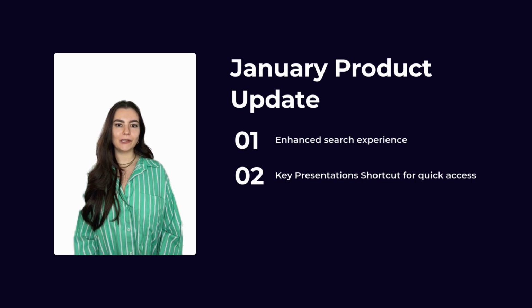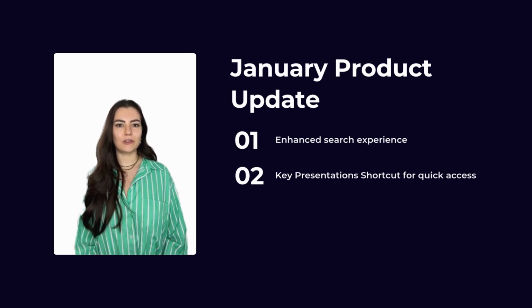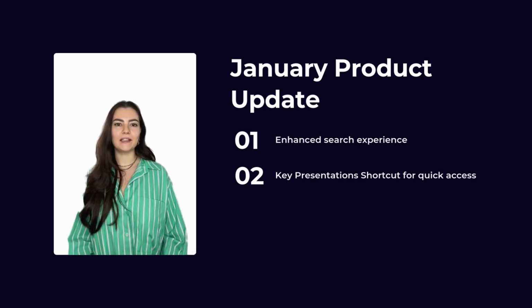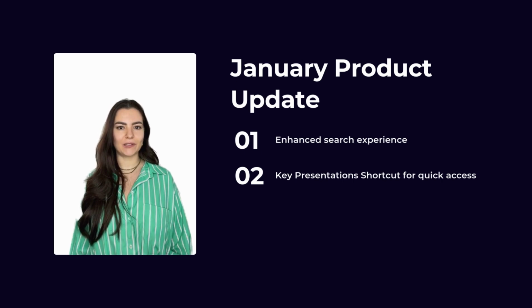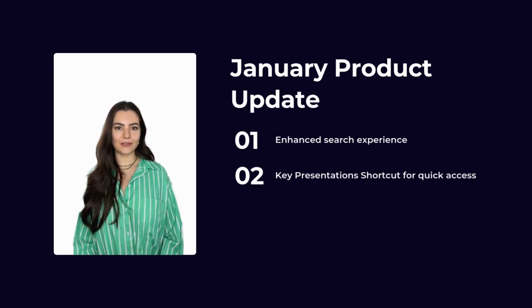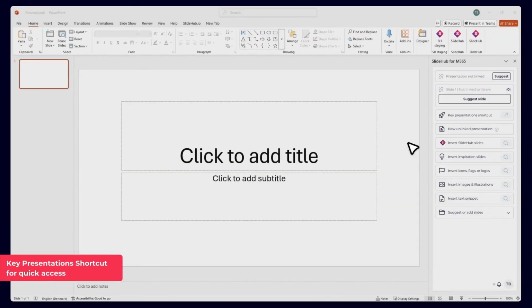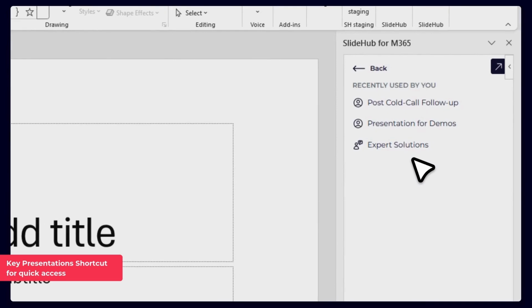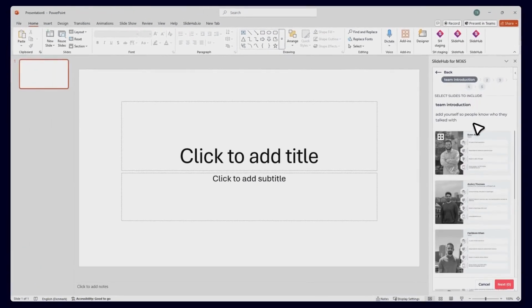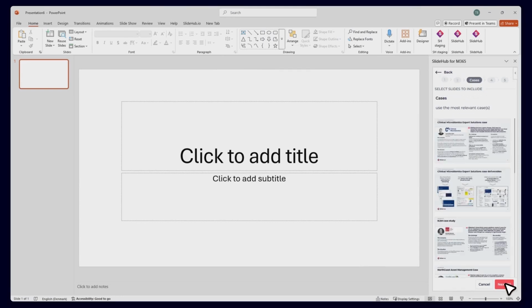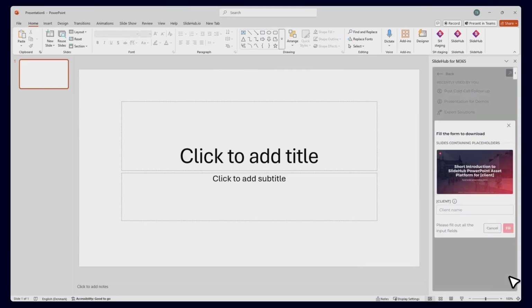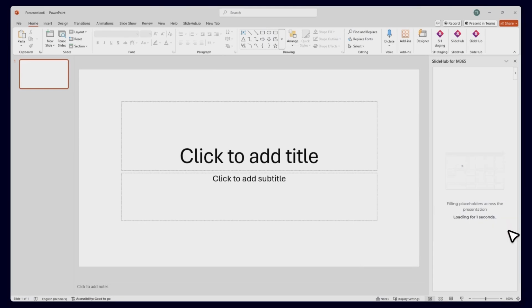Next, we introduced the key presentation shortcut, a dedicated shortcut that allows your team to quickly and efficiently access their most used presentations. Let's take a look at how it works. Managers can now set up a dedicated shortcut for their team's most important and frequently used presentations with the key presentation shortcut. This helps your team access critical files quickly with just one click and even create customized presentations directly within the task pane, boosting workflow and efficiency.